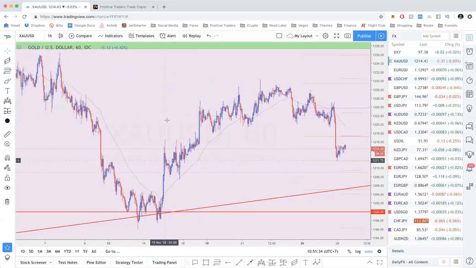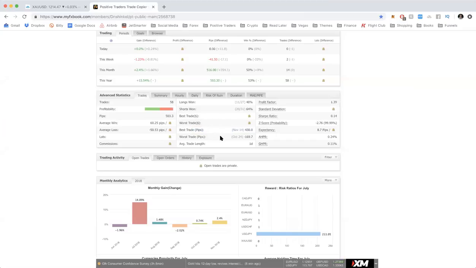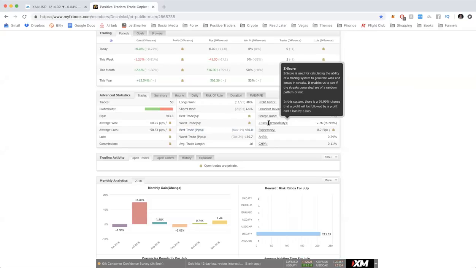Even though we closed early, because of the way gold is calculated in points rather than pips, the pips are worth like 10 times what the points were. So we made like 43 of what we call pips, but it was actually 430 pips according to my textbook. All right, so that is that.